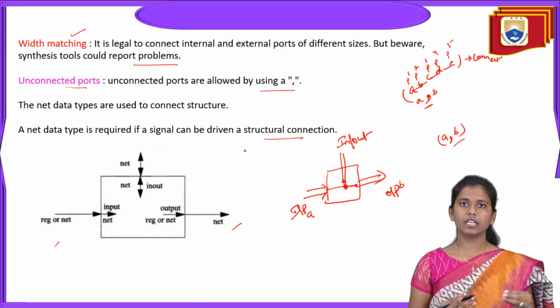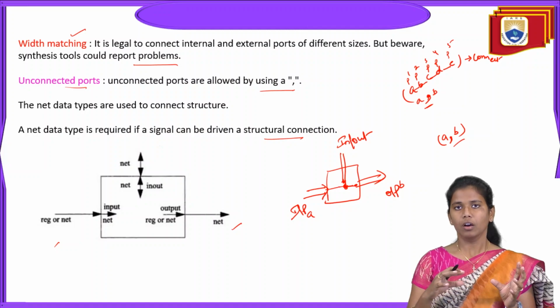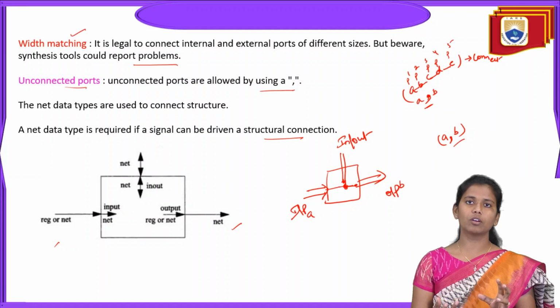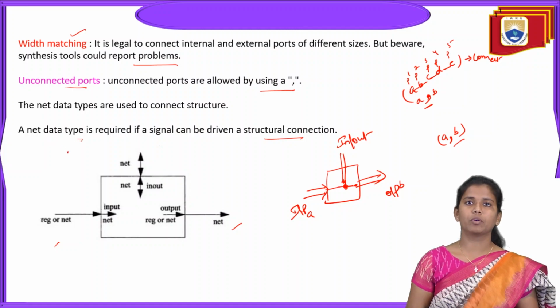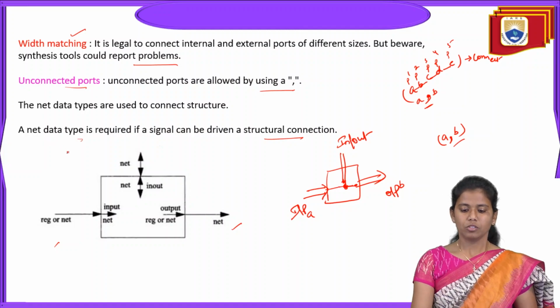So here, if you want to describe a particular signal with respect to the structural formation, then we require a net data type. Okay, then we need a net data type. So this is an example.